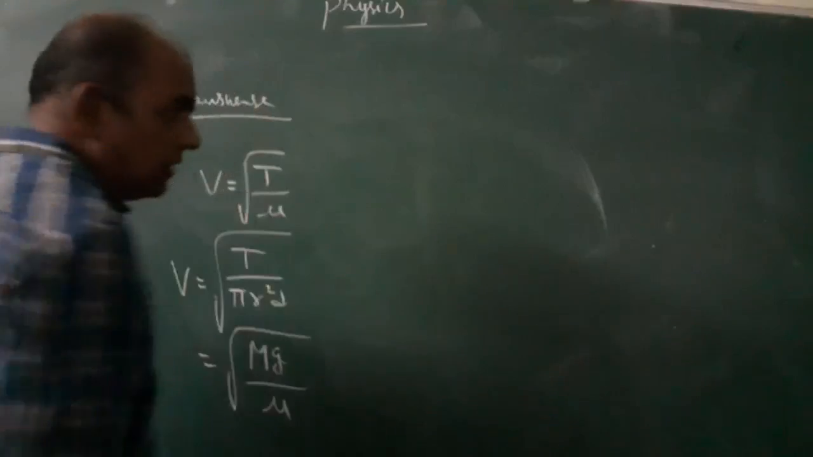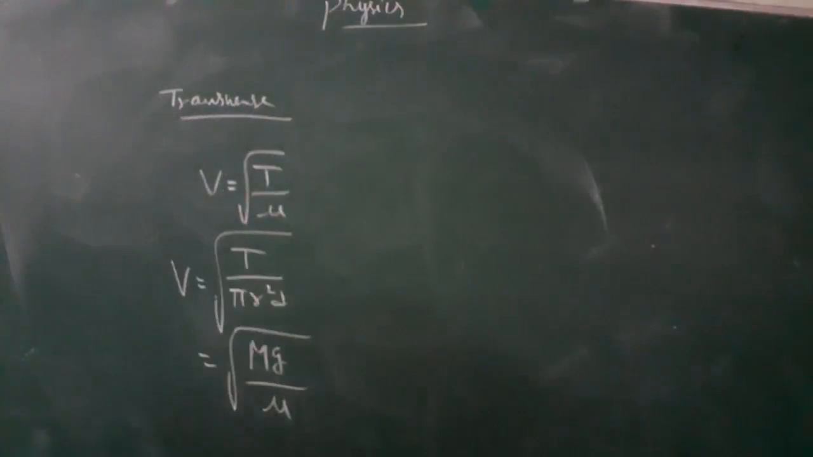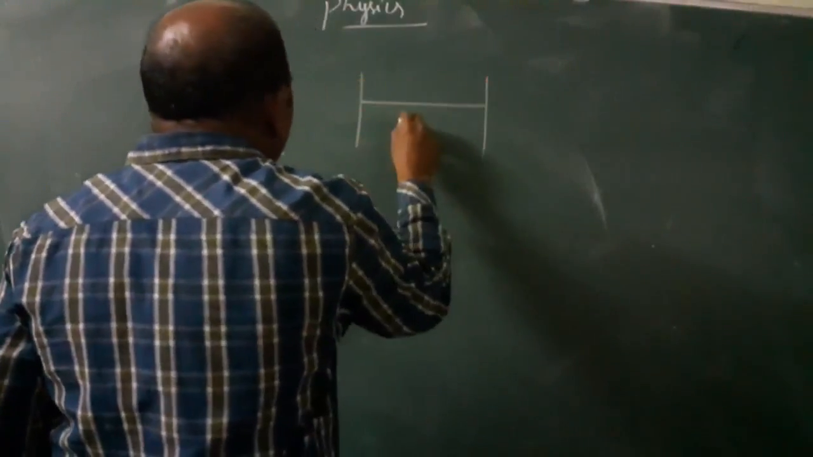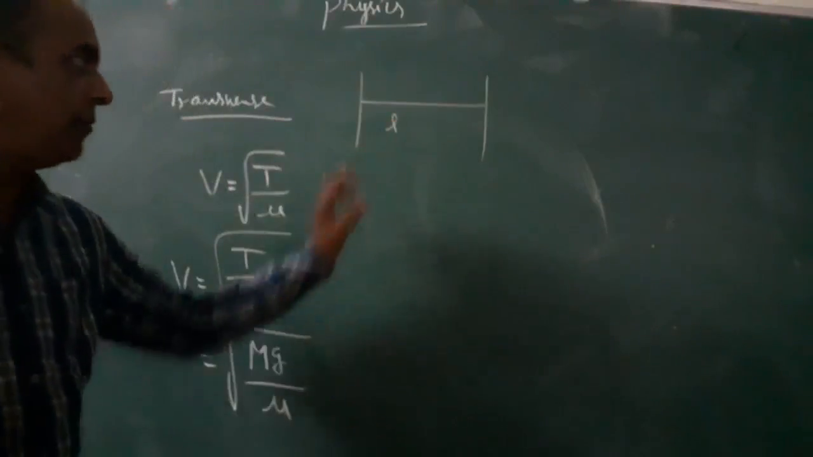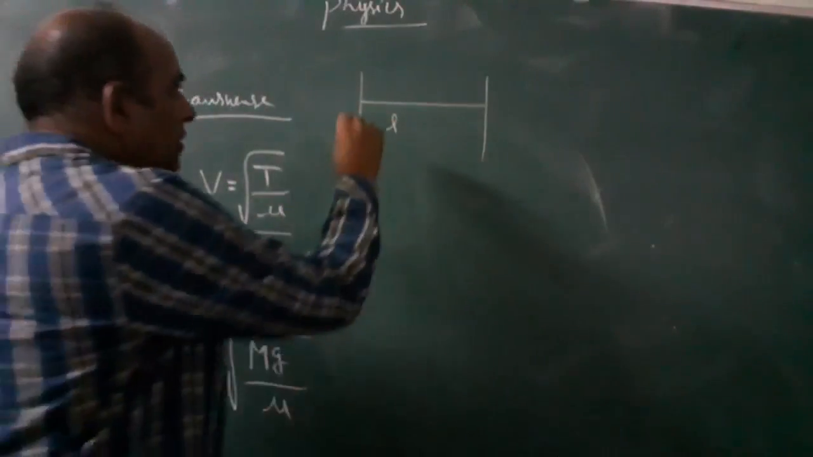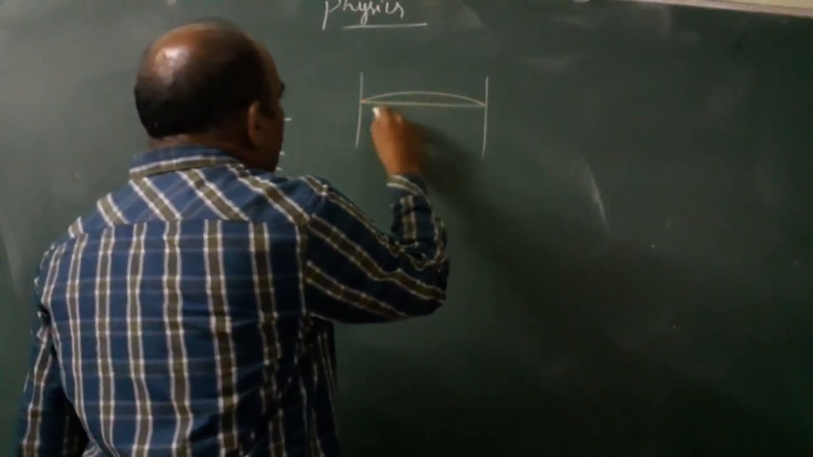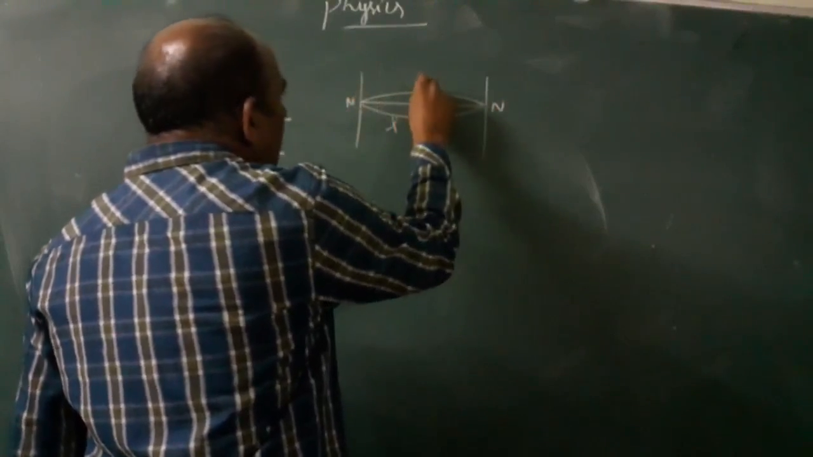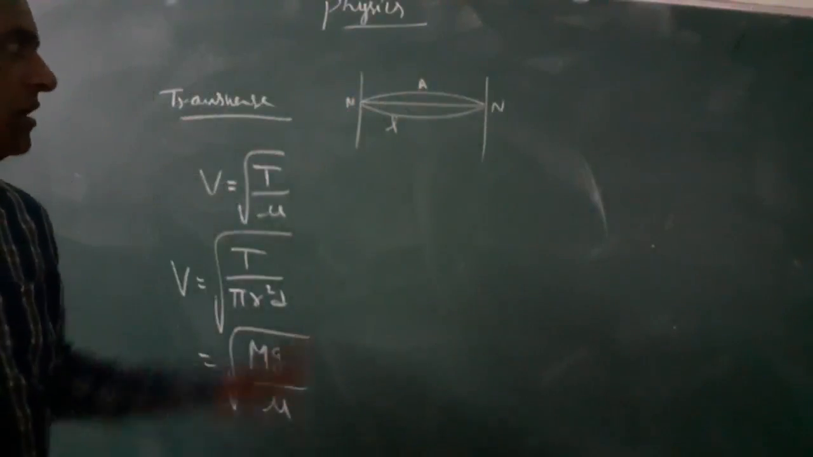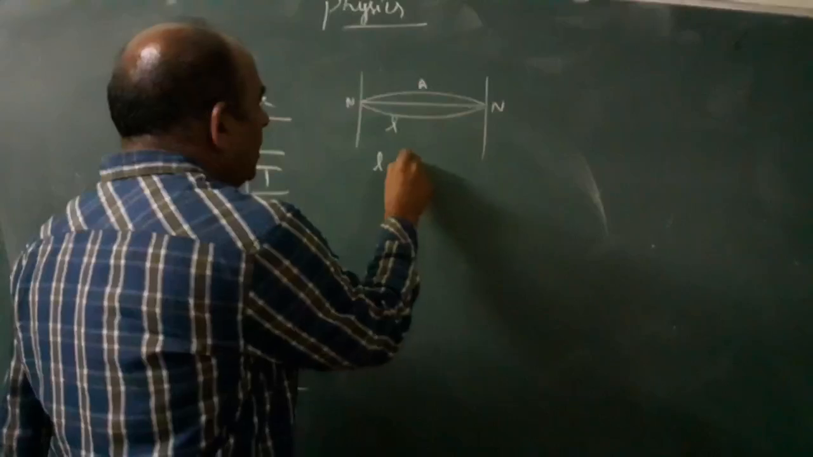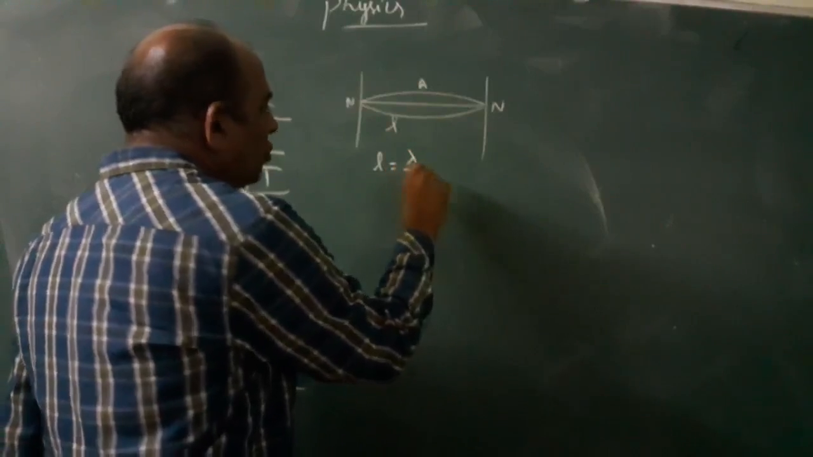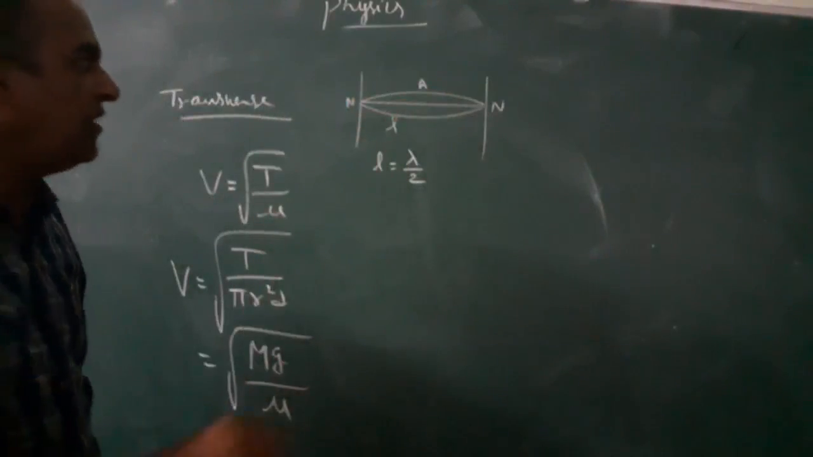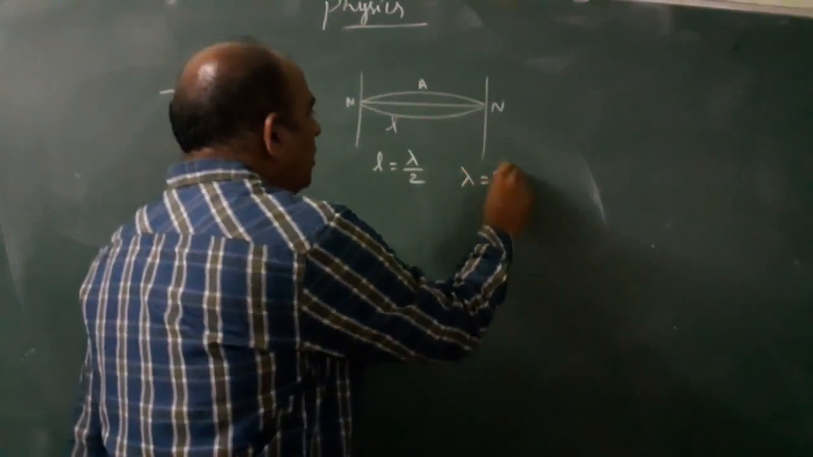What about the frequencies of this vibrating string? The string is fixed between two rigid supports. The length of the string is L and it is plucked in the middle. So the first possibility, the first mode of vibration, it can vibrate with a single loop. Both ends are nodes, and in the middle an antinode is formed. Therefore the length of the string L is equal to lambda by 2, because the distance between two nodes is lambda by 2, where lambda is the wavelength of the wave. Therefore lambda is equal to 2L.